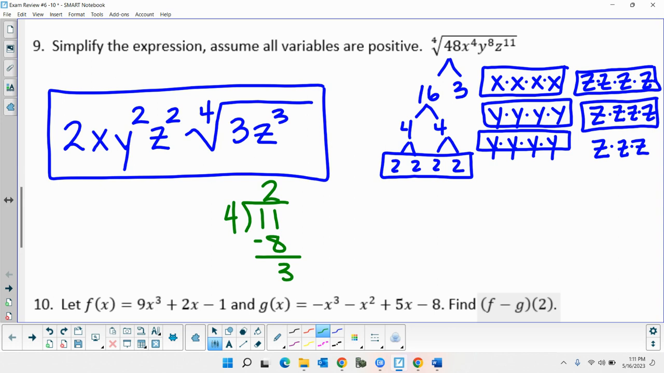So if you want to do that, instead of writing them all out like I did, that's okay. But I would suggest you do a factor tree for the number so you can look for 4 of the same number to pull out. Make sense? Questions? Simple, right?